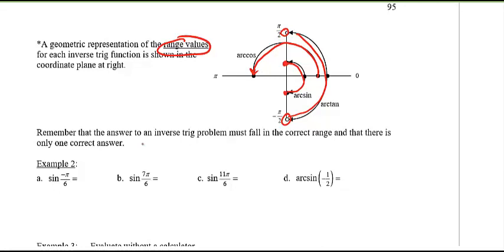So, remember that the answer to an inverse trig problem must fall in the correct range, and that there is actually only one answer now, not multiple answers, just one. Okay? So, looking at example number 2. Here we go. What's sine of negative pi over 6?